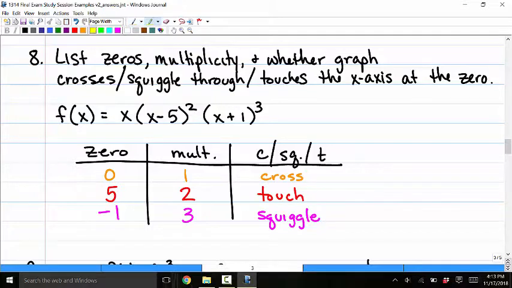For the second one here, x minus 5, you set x minus 5 equal to 0. You solve for x. You get x equals 5. That's the zero. Since it's being raised to the second power, the multiplicity is 2. Since the multiplicity is even, you know that it touches the x-axis at that zero.